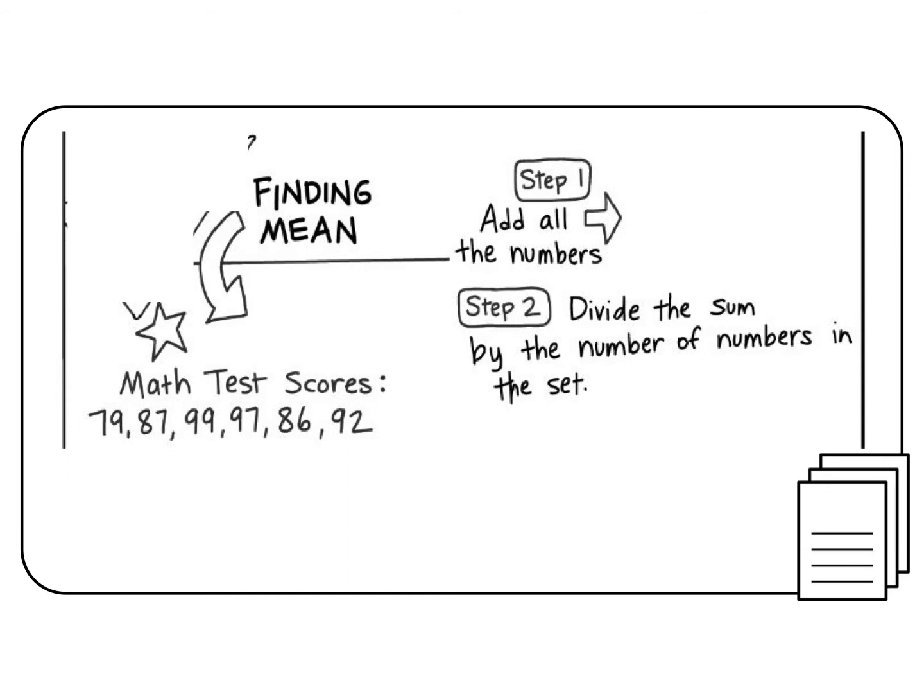All right, friends, mean, median, mode, and range are all different ways to measure middle. The first one, and probably the hardest, is finding the mean. Another word for mean is average. We talked about this when we did line plots. We find it by step one, adding all the numbers, and step two, dividing the total that you get from step one by the number of numbers in the set. Let's try one together. Remember that while I'm writing it down, you should be writing it down too.